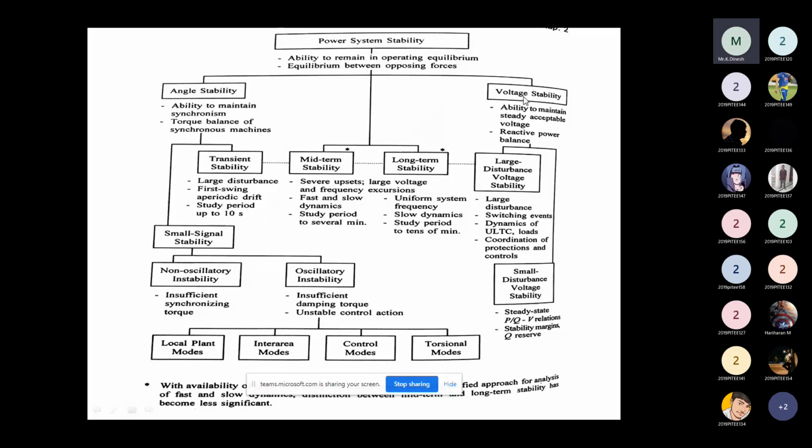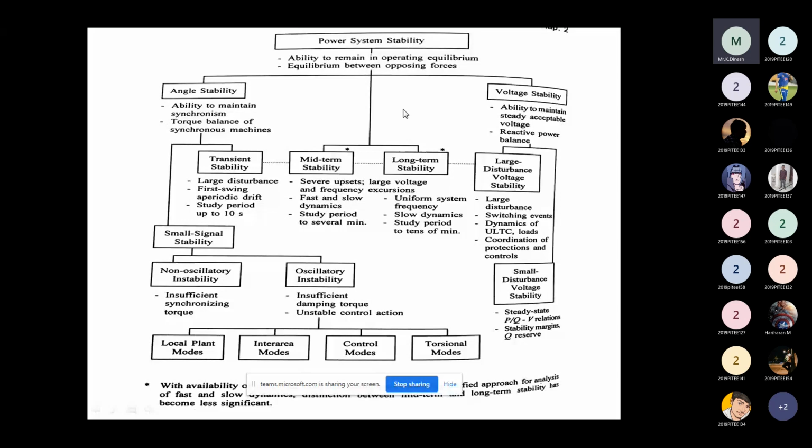Similarly, we have voltage stability. So ability to maintain steady acceptable voltage. So if I am fixing my voltage as 6.6 kV or 11 kV or 33 kV, 66 kV, I have to accept the steady voltage always. Some minor deviation is accepted, but most of the time the voltage should be in the steady state manner only. And then your reactive power balance. So it should not dominate your real power. So this is the main classification of your power system stability.